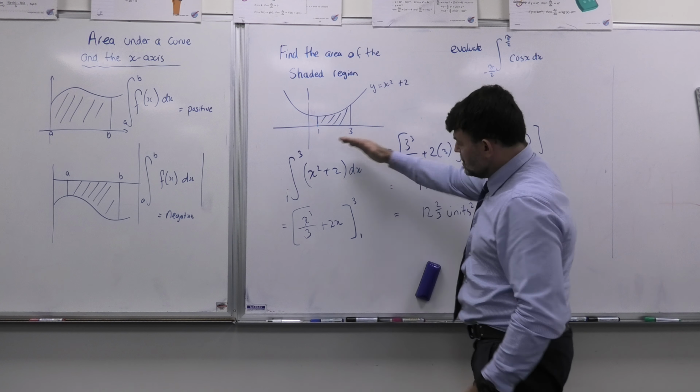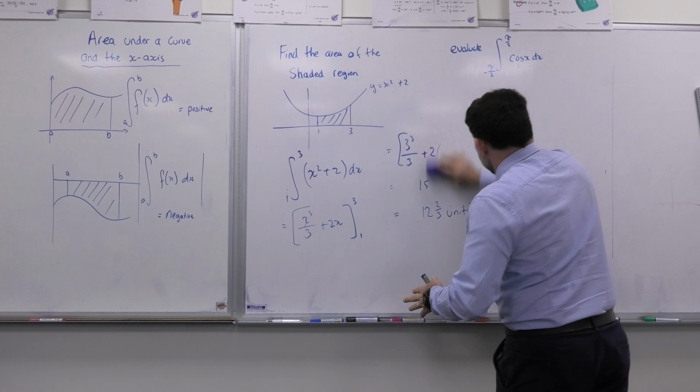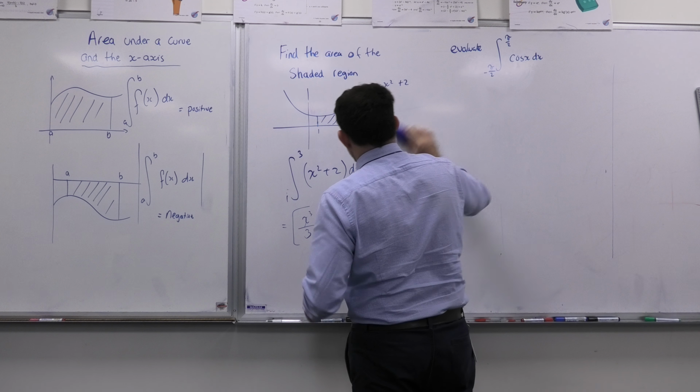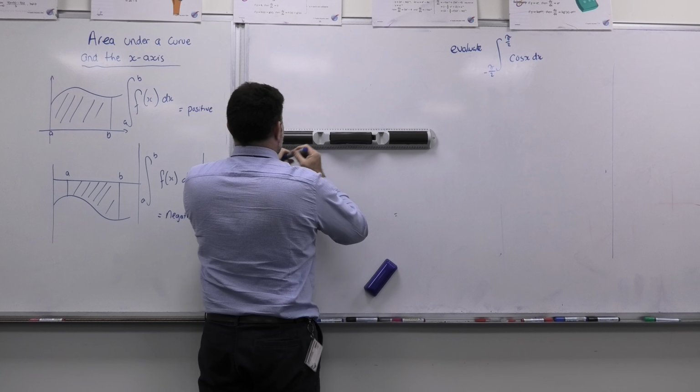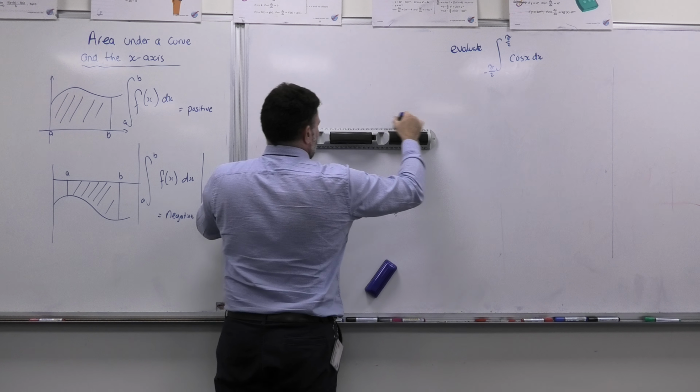Alright, let's have a look at a second example. And that second example is just up here. It's asking us to evaluate the integral between pi and negative pi of cos x dx. So let's just sketch that up so we can have a look and see what it kind of looks like and what we're looking at here.